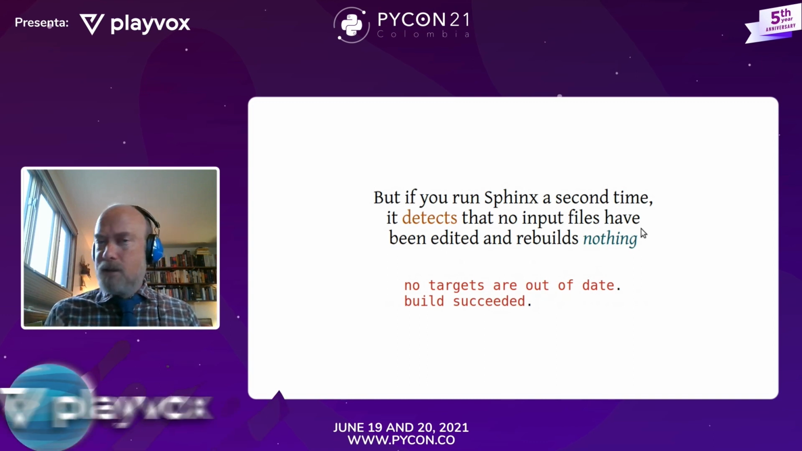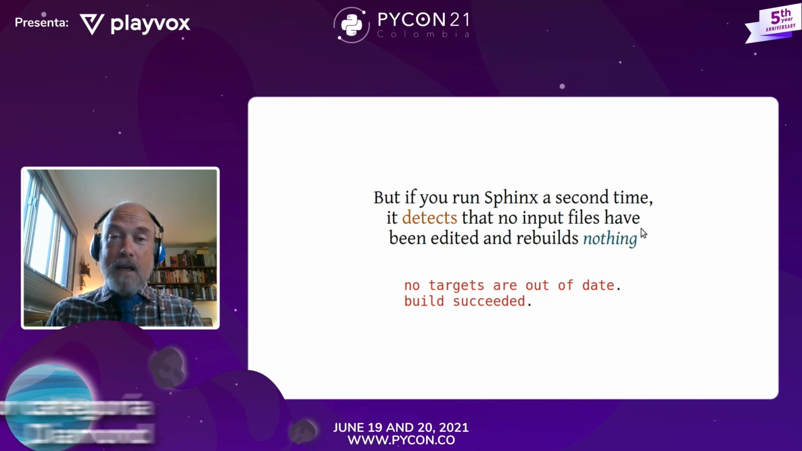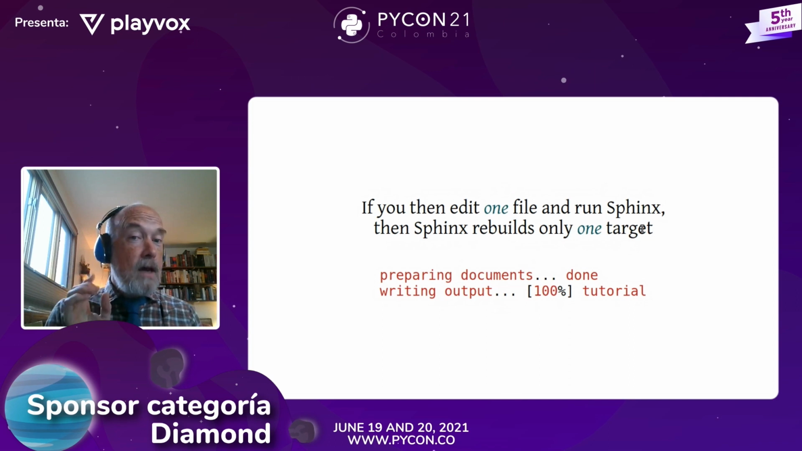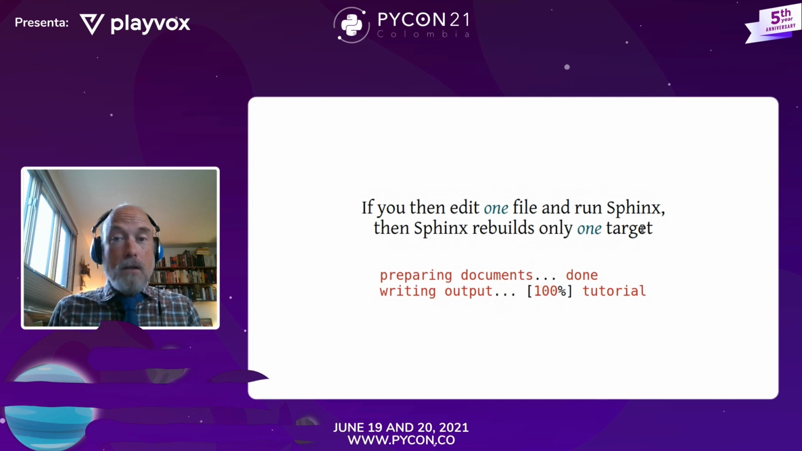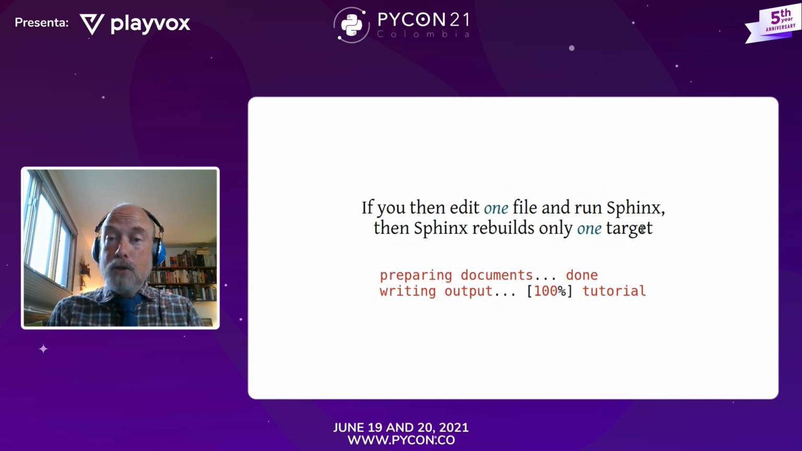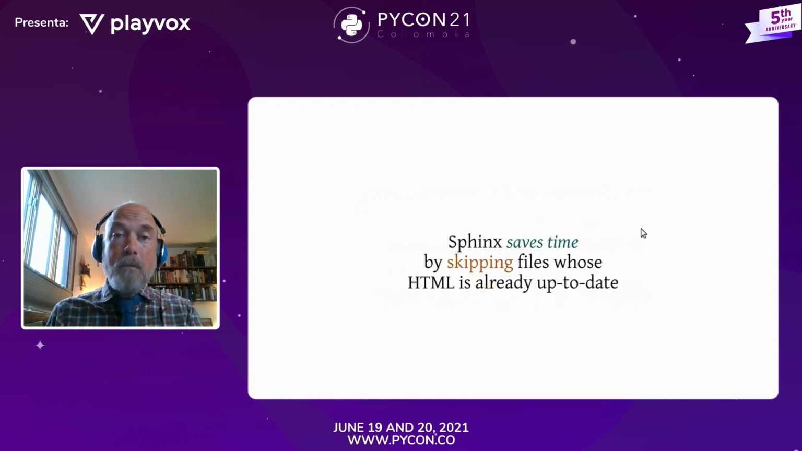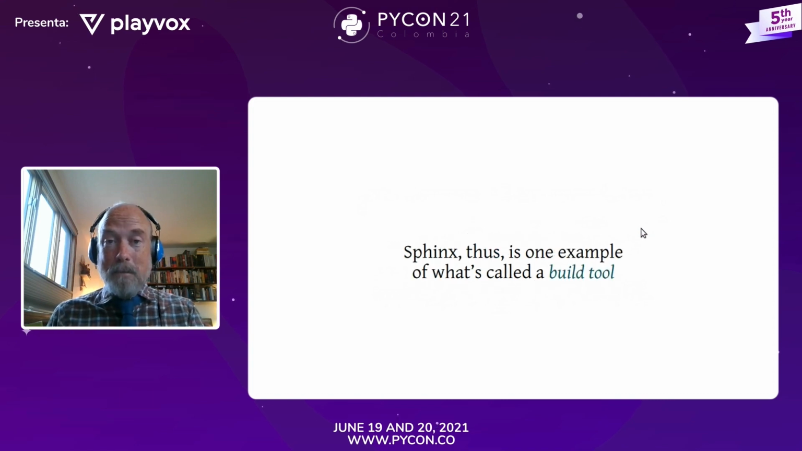But if you run Sphinx a second time, it detects that no input files have been edited, and it rebuilds nothing. If you then edit one file and run Sphinx, then Sphinx rebuilds only one target. If we edit tutorial.rst, it will rebuild tutorial.html. Sphinx saves time by skipping files whose HTML is already up to date.